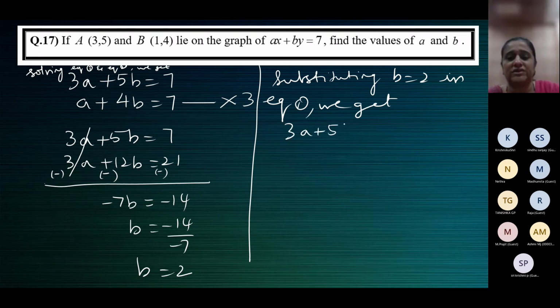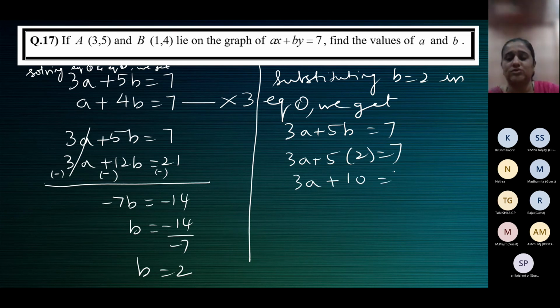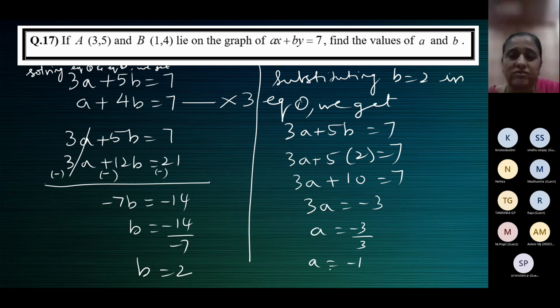3a plus 5b is equal to 7. 3a plus 5 into 2, because b is 2, is equal to 7. 3a plus 10 is equal to 7. 3a is equal to minus 3. a is equal to minus 3 by 3. a is equal to minus 1. So the value of a is minus 1. The value of b is 2 and a is minus 1.